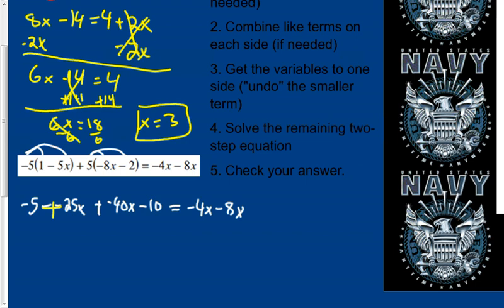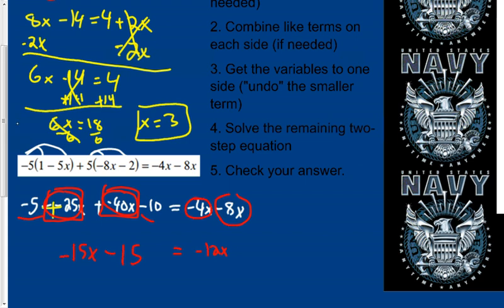So now, we can do step 2, combine any like terms that are on the same side. On the right side, I have a negative 4x and a negative 8x, negative 4x minus 8x, which becomes negative 12x. On the left side, I've got a positive 25x and a minus 40x. That becomes negative 15x. Maybe I should put those in boxes because they're on different sides. And then we also have a negative 5 and a negative 10, which becomes negative 15. So after those two steps, this equation looks a lot smaller.